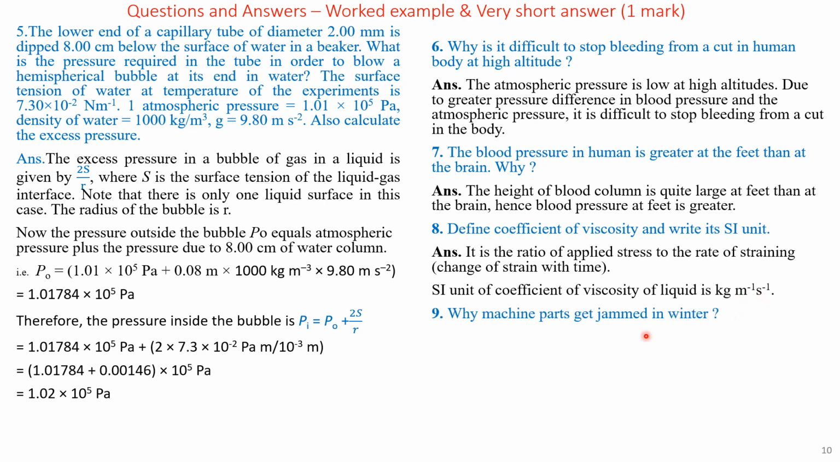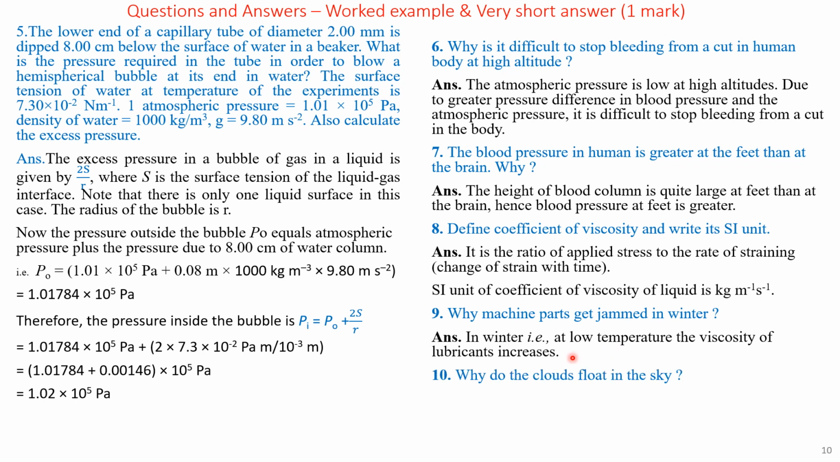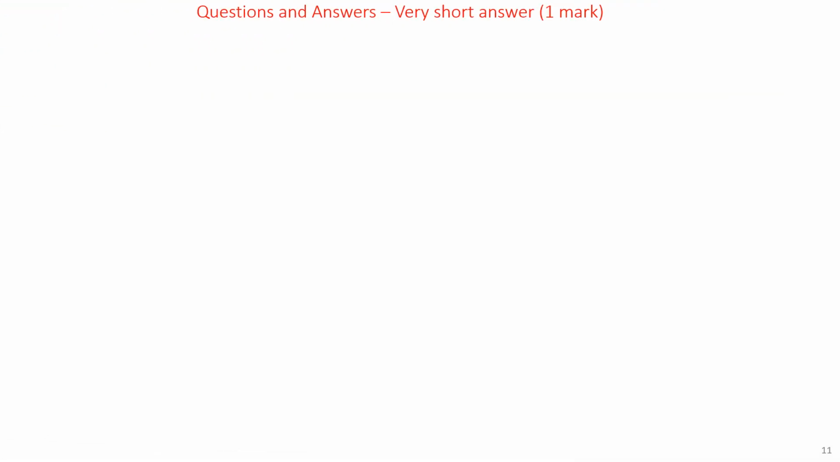Next question. Why do machine parts get jammed in winter? In winter, that is at low temperature, the viscosity of lubricants increases. Why do the clouds float in the sky? Answer is, it is due to zero terminal velocity. Next question.